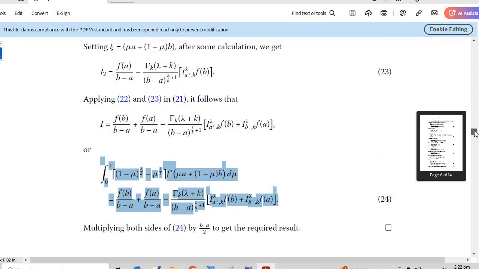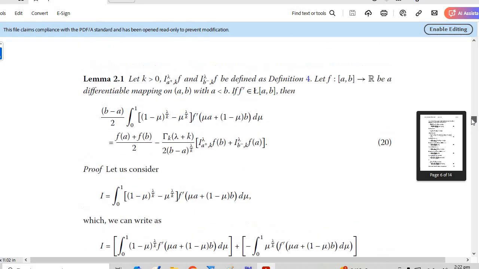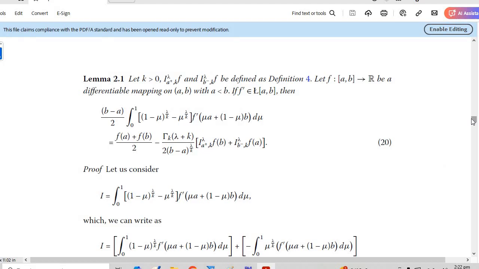Let me show you the starting point again. This is Lemma 2.1. So now we have proved the two results previously, and Lemma 2.1. If you read and understand these two theorems, you will be able to understand the Hermite-Hadamard type inequalities, and the application of the Riemann-Liouville fractional integral. You will be able to apply the fractional integral for this.